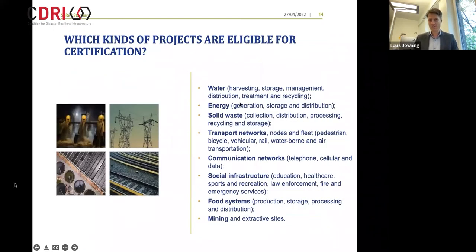So which kind of projects are eligible for certification? The SURE standard is set up really for almost any kind of infrastructure. So we don't have any blacklist of projects or sectors that can't apply for the standard, but we know that there are certain kinds of projects that will never get certified. So coal-fired power plants, for example, would never meet the required criteria for climate change mitigation, as an example.